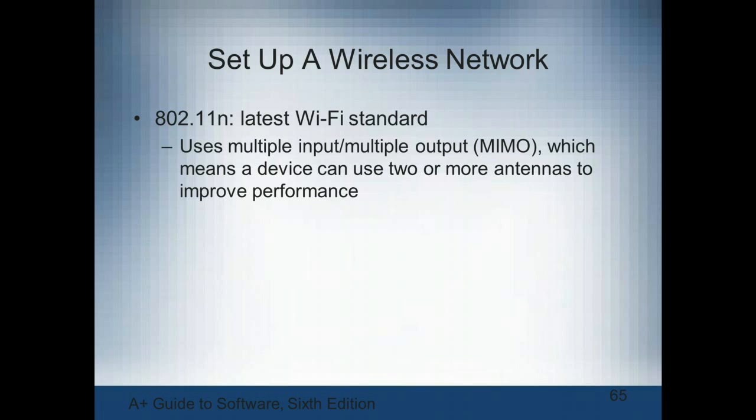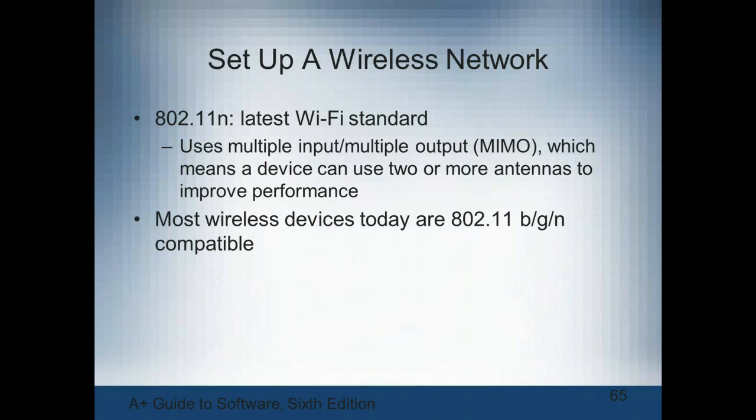The latest standard. The others are what's called draft. It's in the draft phase. They haven't been approved. What they're selling is probably what's going to be approved. But 802.11n is the latest one that actually has been approved. Most wireless devices, 11, B, G, and N.